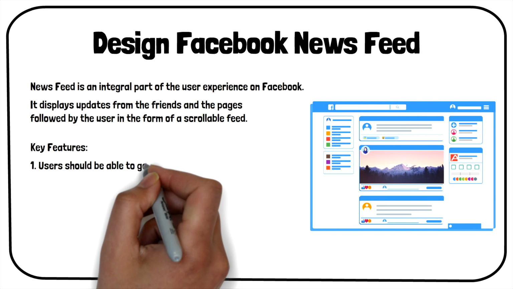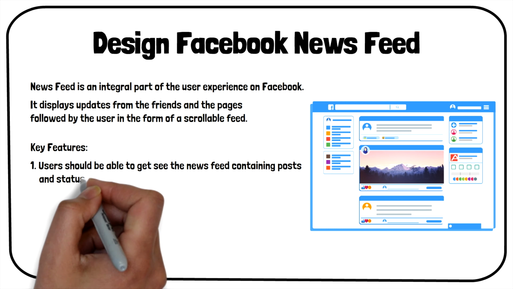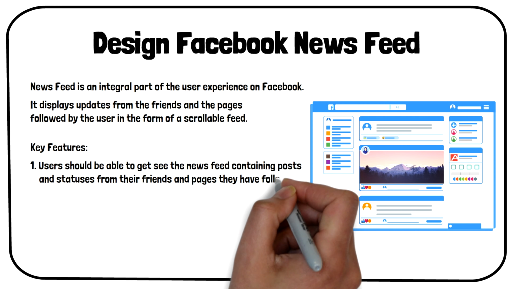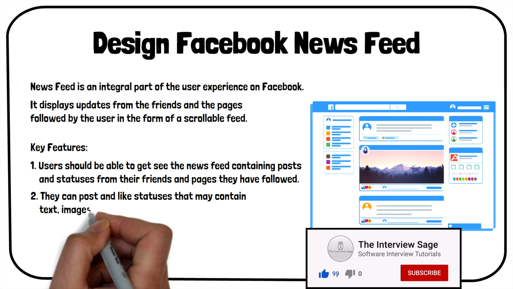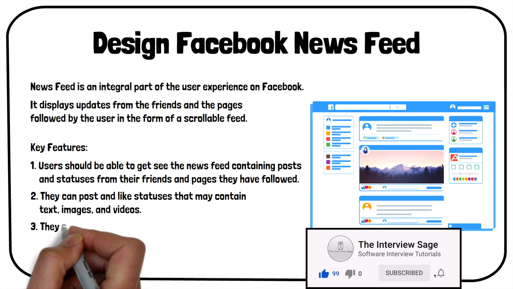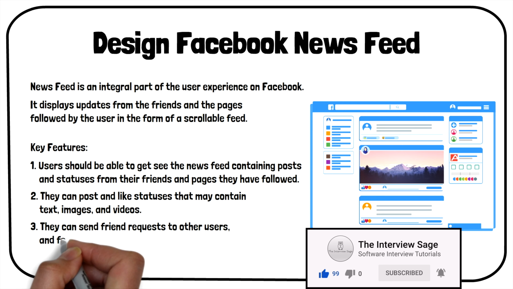Facebook users should be able to see the news feed containing posts and statuses from their friends and pages that they have followed. They can post and like statuses that may contain text, images, and videos. They can send friend requests to other users and follow other pages.